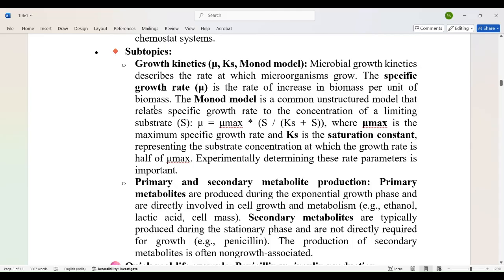Now, to determine this, the formula given is mu equals mu max multiplied by substrate concentration divided by Ks plus S. Now, mu max is the maximum specific growth rate. Ks is the saturation constant representing the substrate concentration at which growth rate is half of the mu max.